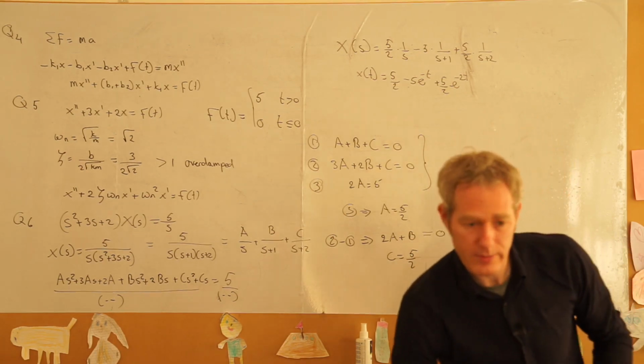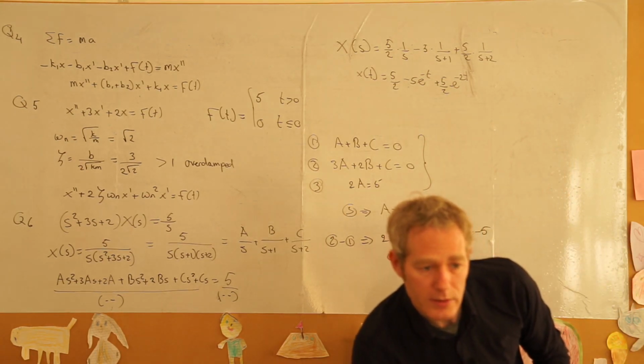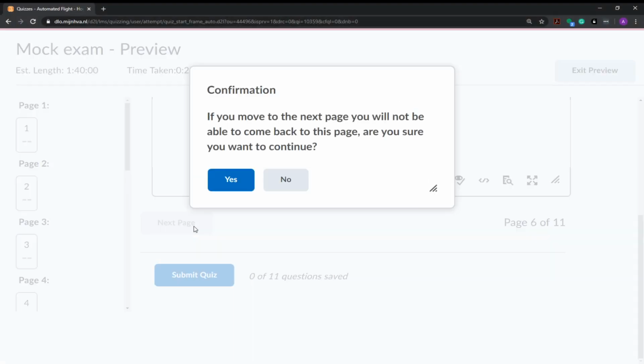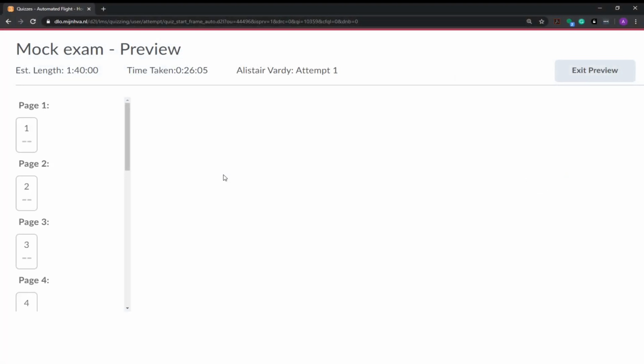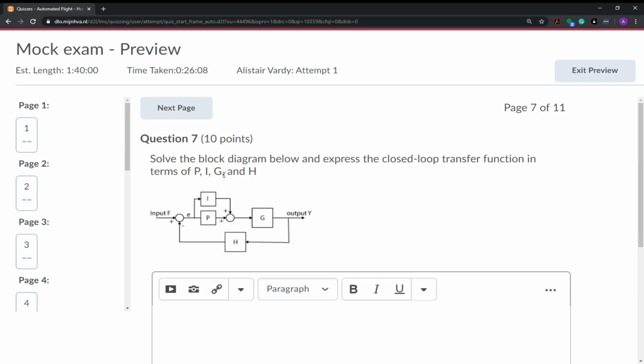All right, then we shall go to question 7, while I wipe out the board again. And here we have a block diagram, and the question here is to solve this block diagram.